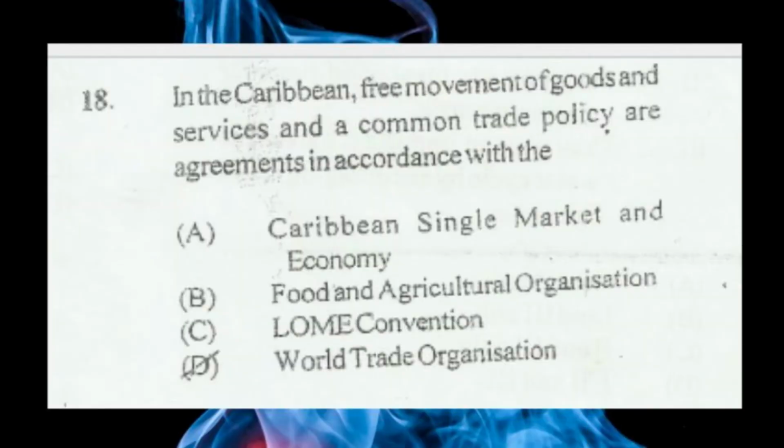Number 18. In the Caribbean, free movement of goods and services and a common trade policy are agreements in accordance with the A. Caribbean Single Market Economy. B. Food and Agricultural Organization. C. LOME Convention. D. World Trade Organization. Now the answer is A. Caribbean Single Market and Economy. Now the keyword is Caribbean.